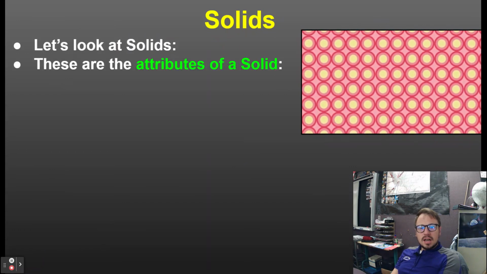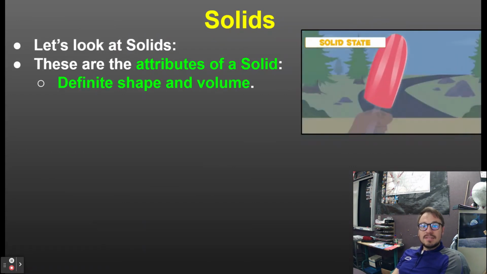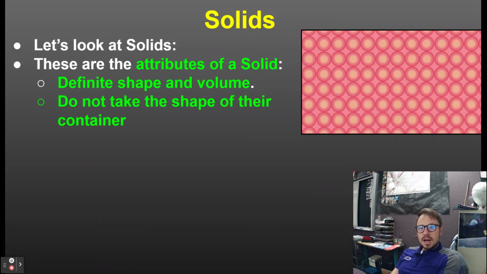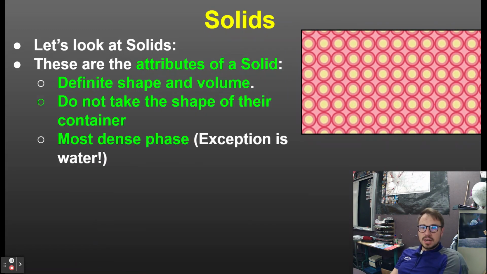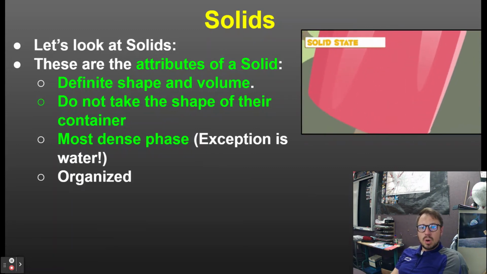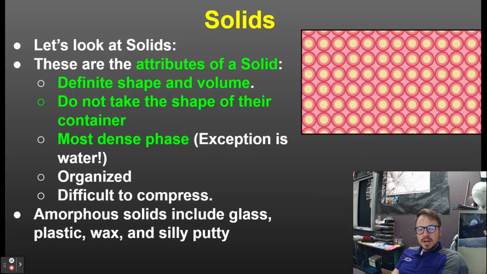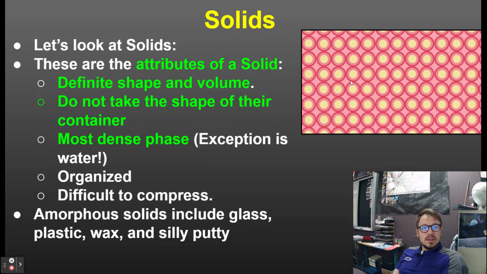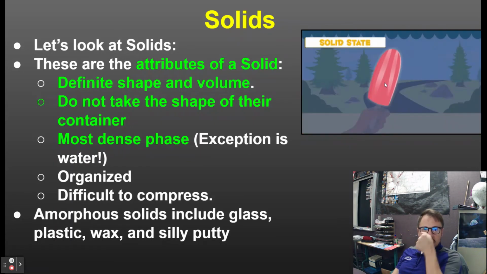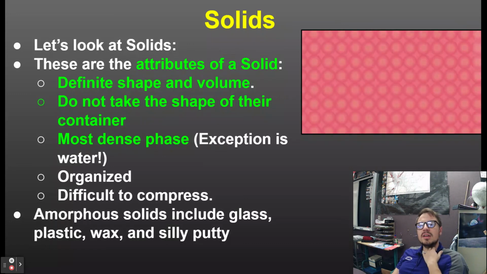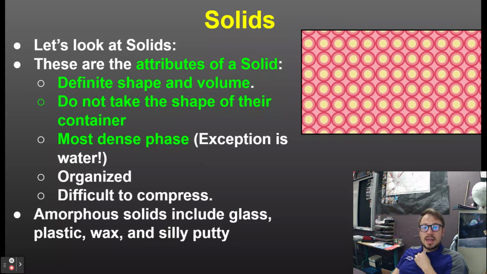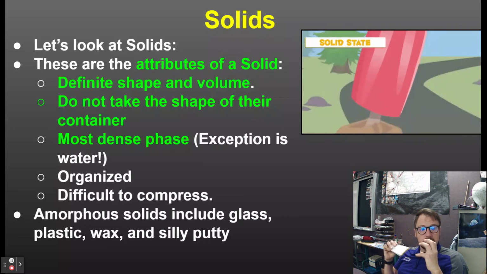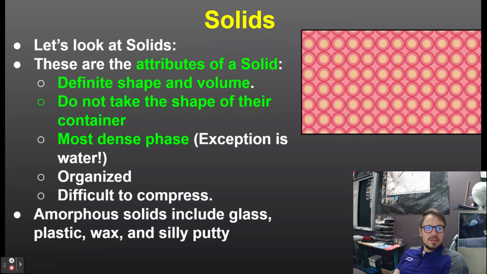So solids. These are the attributes of a solid. They have a definite shape and definite volume. They do not take the shape of their container. It's the most dense phase, and the exception is water. Organized, difficult to compress. They're rigid. There are such things as amorphous solids. We don't really need to get into that too much, but you can see here on this little graphic, you zoom in on a solid like a popsicle stick. You can see that it has a definite shape and volume, and those molecules or atoms are the closest together. They're organized, they're rigid, they stay in the same place.